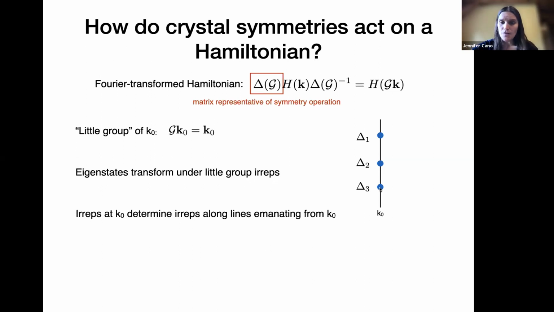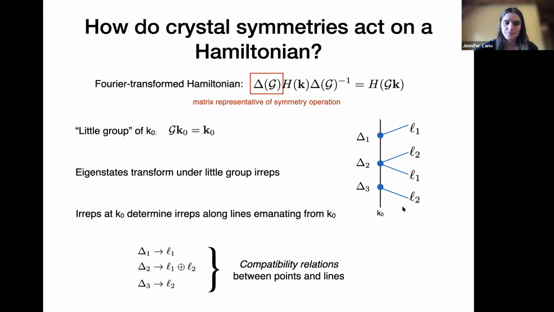Then we can ask what happens if we move away from K naught. The points nearby K naught, if K naught has a high symmetry point, its surrounding points will have lower symmetry. And so they will also have a little group, but it will generically be smaller. And so these irreps might split and they'll be labeled by some irreps along this line, which would be irreps of the little group of some neighboring point to K naught.